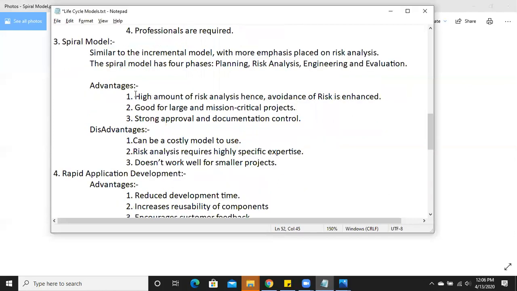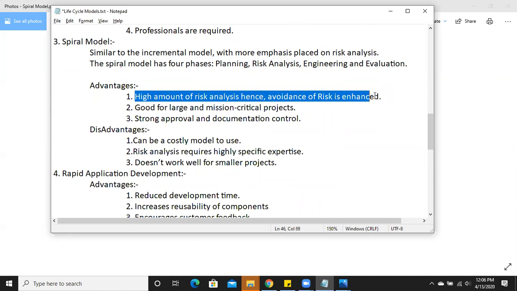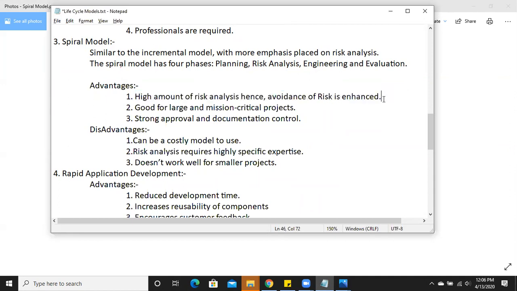So the advantage is the high amount of risk analysis here, which means avoidance of risk is enhanced. अवॉइड मतलब सीधी सी बात है कि यहाँ पे सबसे ज्यादा जो ध्यान दिया जाता है वो रिस्क एनालिसिस पे ध्यान दिया जाता है कि क्या आफ्टर द डेवलपमेंट ऑफ माय प्रोजेक्ट, क्या प्रोजेक्ट मेरा मार्केट में रहेगा या नहीं रहेगा, क्या इसकी ऑपरेशनल फिजिबिलिटी होगी.